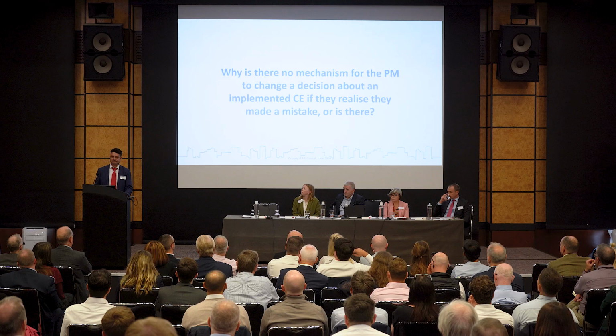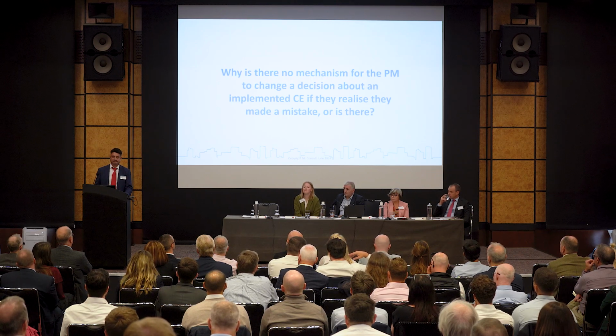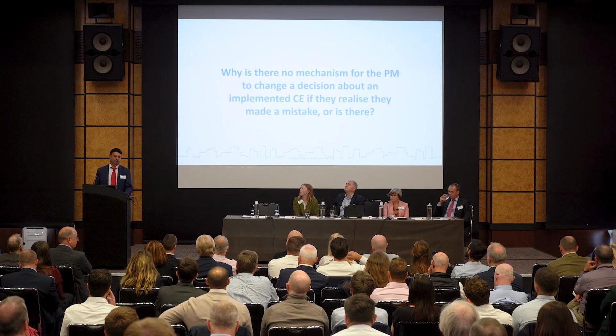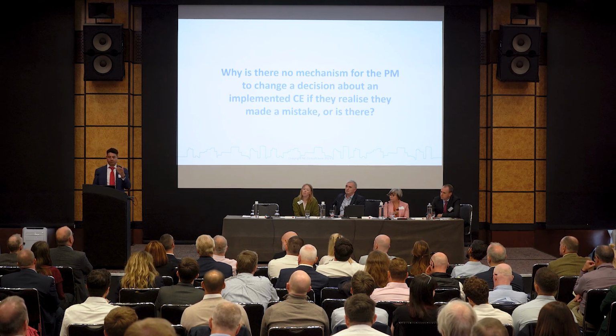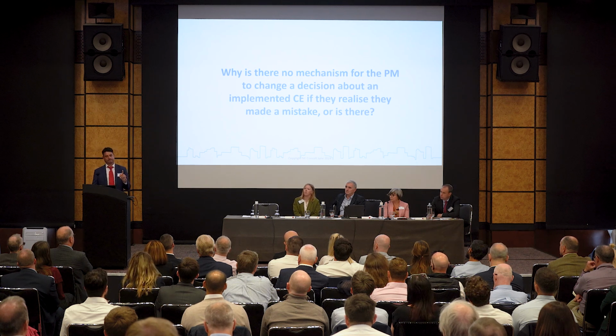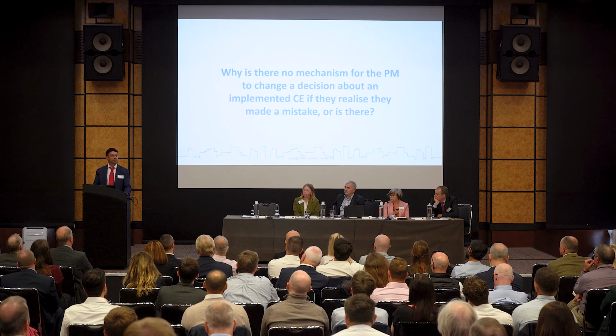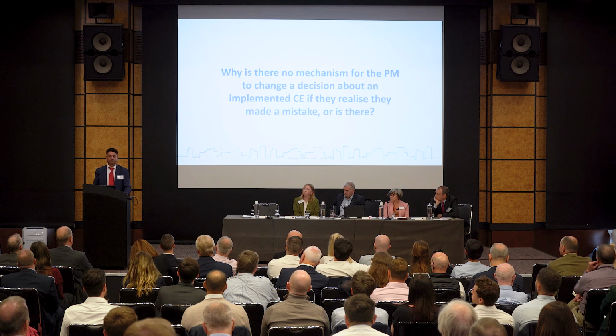Now, my question is this. Why is there no mechanism for the PM to change a decision about an implemented CE if they realize they made a mistake? When things turn out different, when their approach appears maybe to have been flawed for how they've tackled earlier CEs. There's no mechanism, or is there? Because there's a compensation event, is there not? Project manager changes a decision. So the contract provides for decisions to be changed, does it not? Or does it? That's the question.